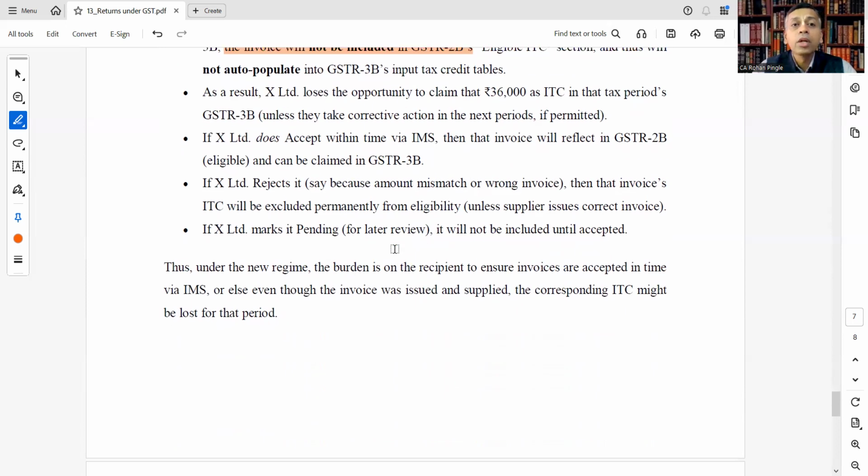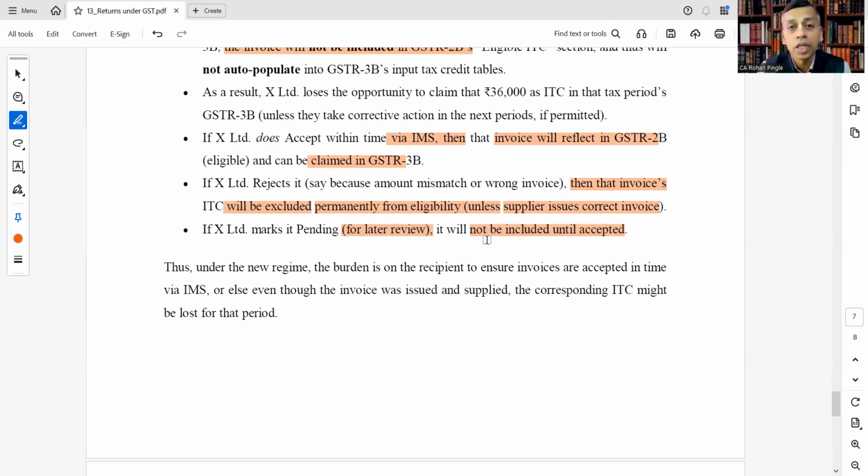As a result, X Limited loses the opportunity to claim that 36,000 ITC in that tax period's GSTR 3B, unless they take corrective action in the next periods, if permitted. If X Limited accepts within time via IMS, then the invoice will reflect in 2B eligible and can be claimed in 3B. If X Limited rejects it, then that invoice's ITC will be excluded permanently from eligibility unless the supplier issues a correct invoice. If X Limited marks it pending for later review, it will not be included until accepted.